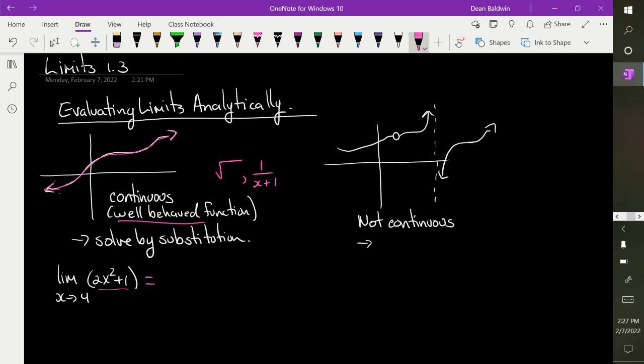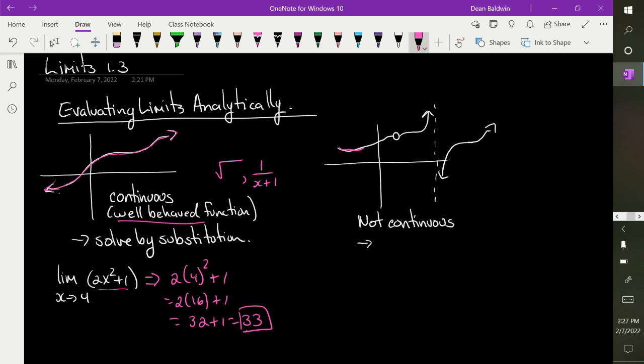So if I wanted to know the limit of this, I just plug in 4, and I get 2 times 4 squared plus 1. 4 squared is 16. So I get 32 plus 1 is 33. And there you go. That's the limit. Nice and straightforward.